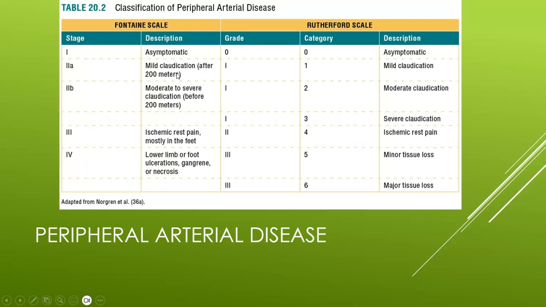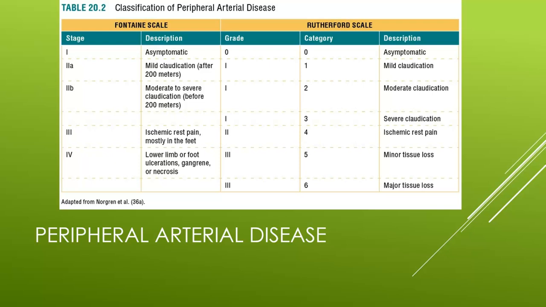And what you notice here is there's a little bit of a differentiation between 2A and 2B because of a distance required, 200 meters. They really don't define that over here in the Rutherford scale. But you have ischemic rest pain, mostly in the feet. They don't define where. They note over here in stage 4, lower limb or foot ulcerations, gangrenous, meaning gangrene, or necrosis, dying of tissue.